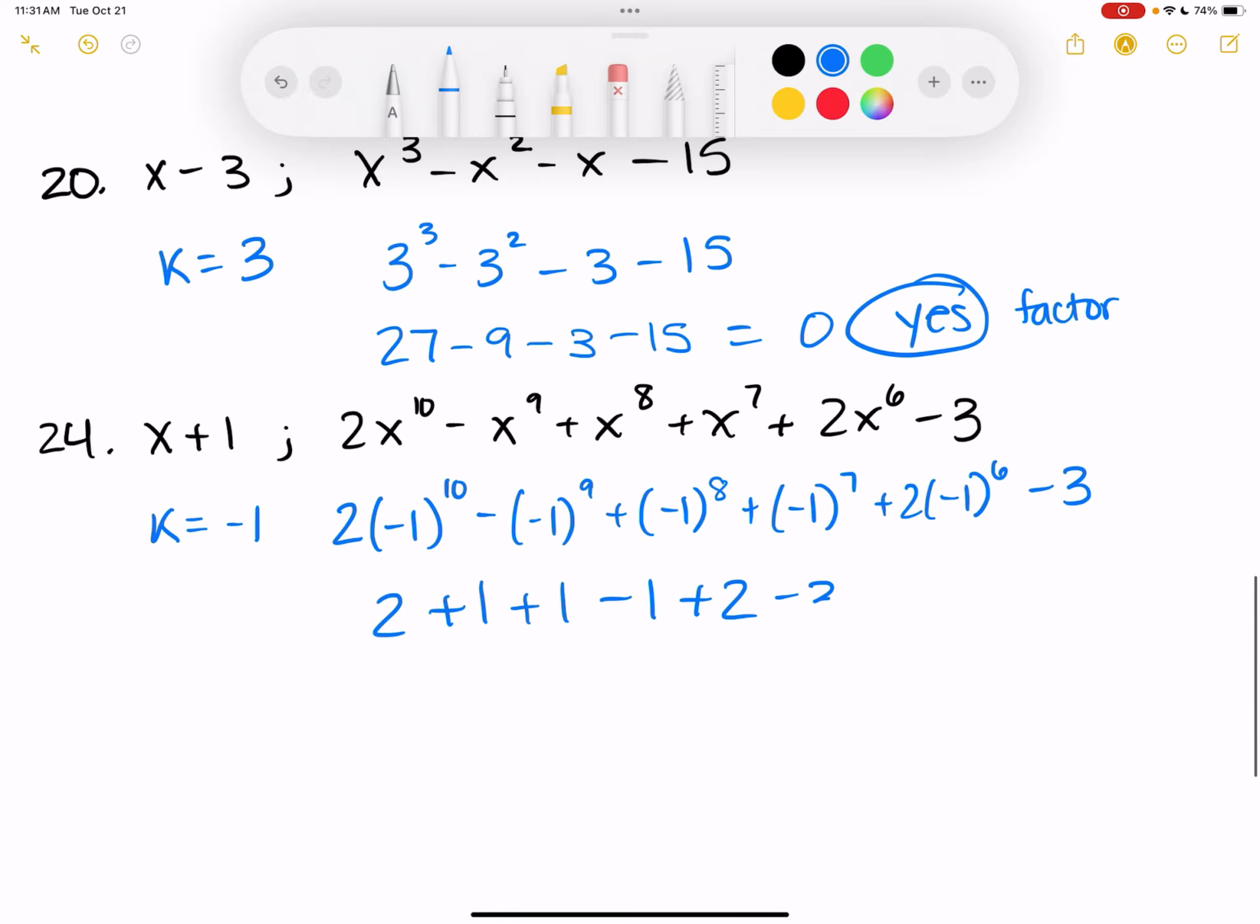So I've got 2, 3, 4, 5, 6, minus 4. So I get 2. So that means no, it's not a factor because it's not equal to 0. So if it's equal to 0, it is a factor. If it's not, then obviously it's not, and that would technically be telling you your remainder.